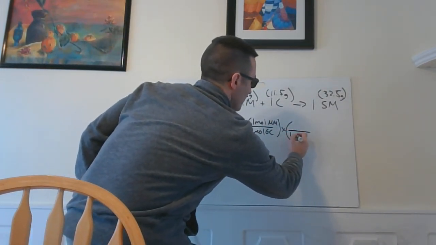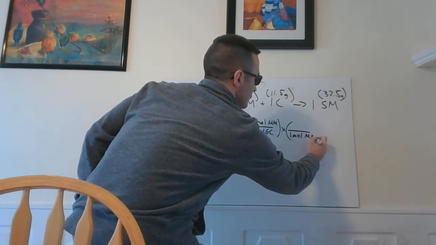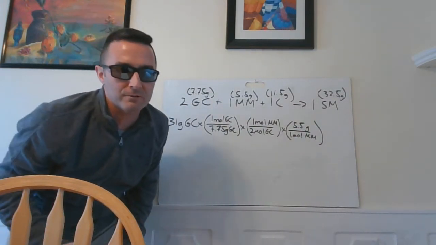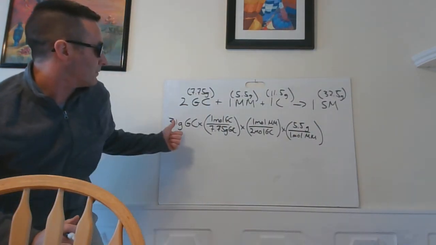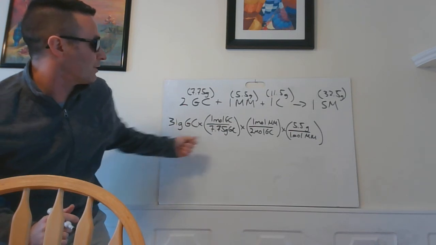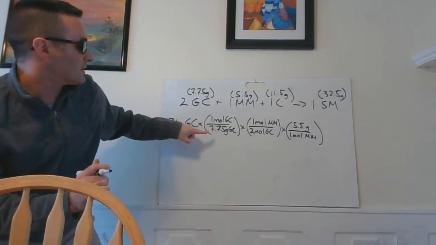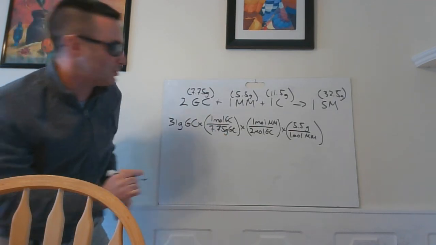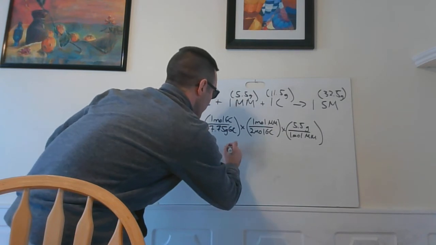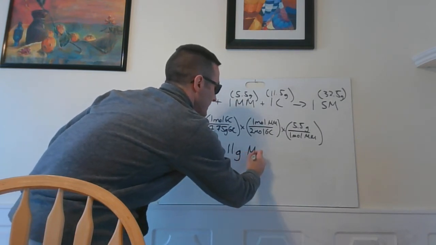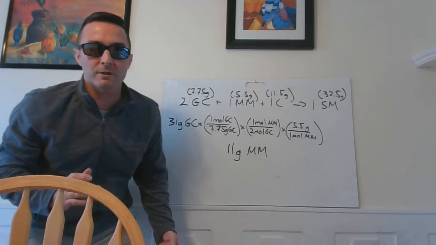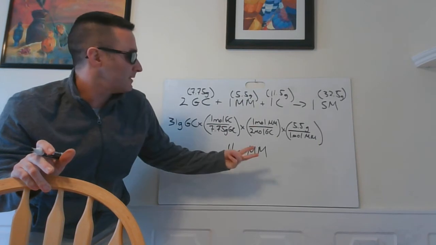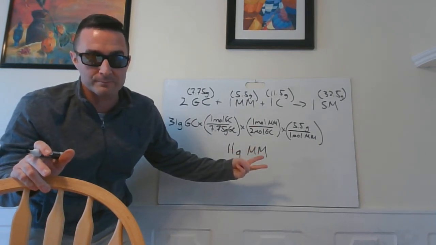So 1 mole of marshmallows is 5.5 grams of marshmallows. So I'm doing the same thing here. 31 times 5.5 divided by 7.75 times 2. So when you do all that, I need 11 grams of marshmallows. I need 2 marshmallows. I doubled the recipe. It's the same thing as I was doing before.